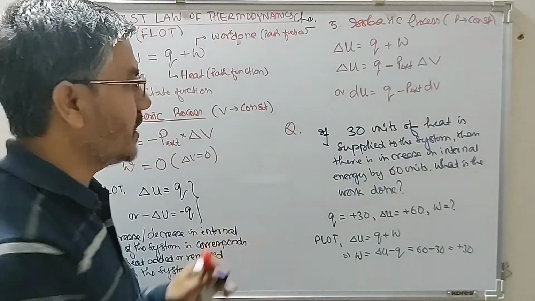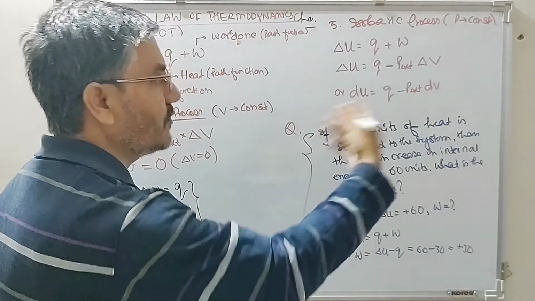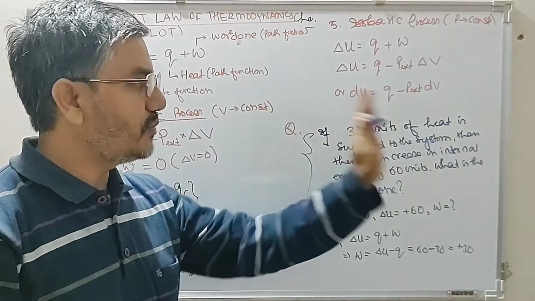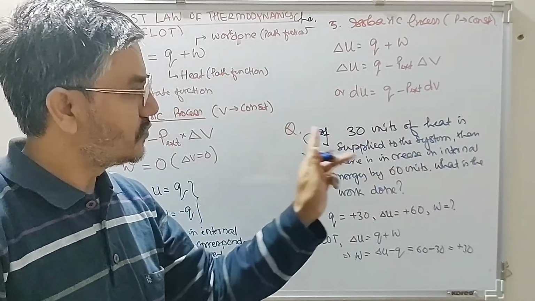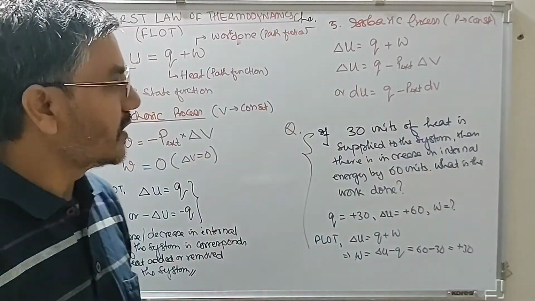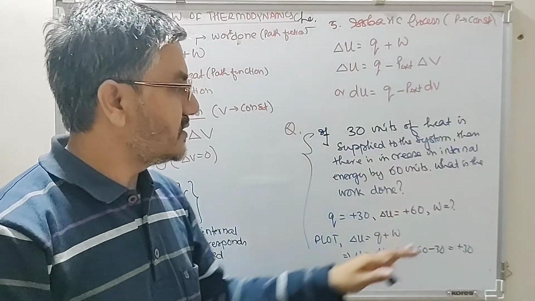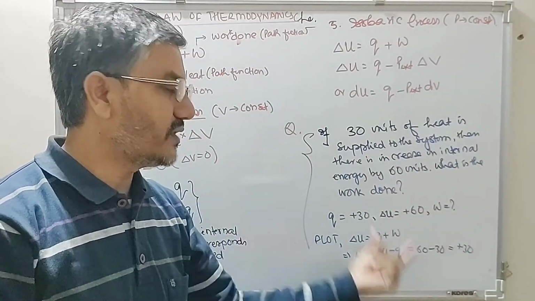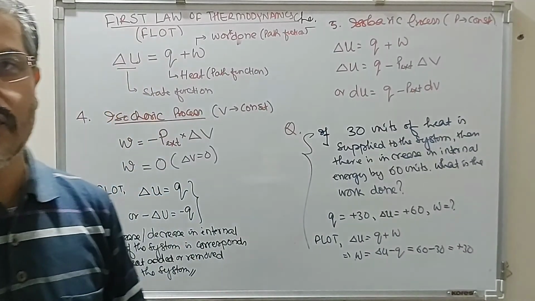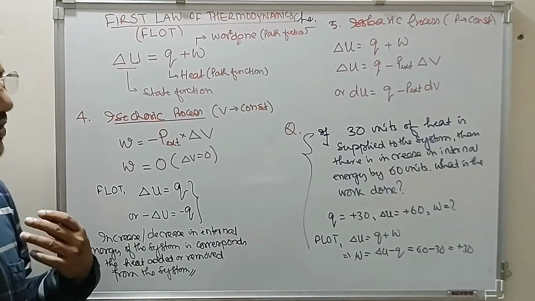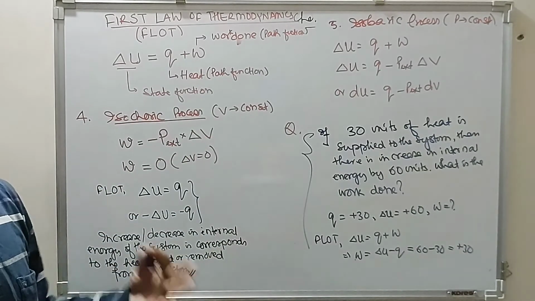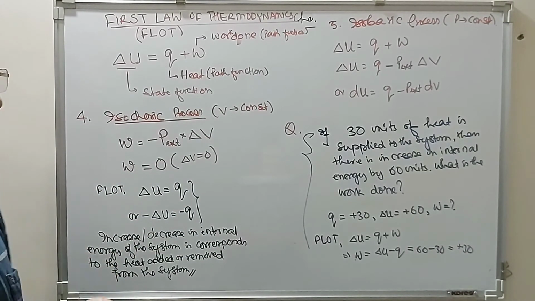This is how we have to use the sign convention from the given data. Heat supplied is 30 units, so this is positive heat. Increase in internal energy, again delta U is positive. So we have to find the corresponding value of the work done. This is how we use the concept of internal energy.